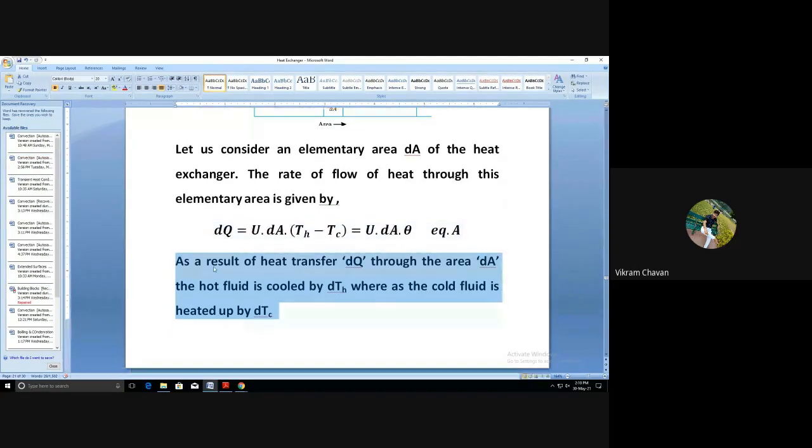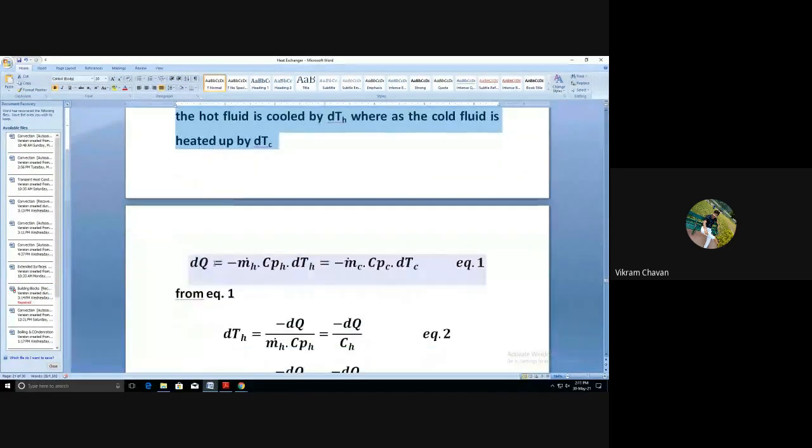Okay, so next, therefore dq is equal to minus m dot h multiplied by cph multiplied by dth, which is equal to minus m dot c multiplied by cpc multiplied by dtc.